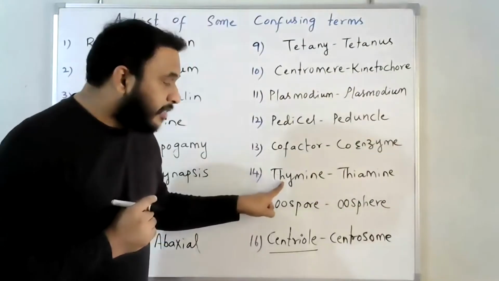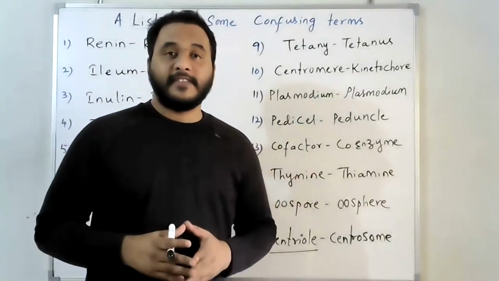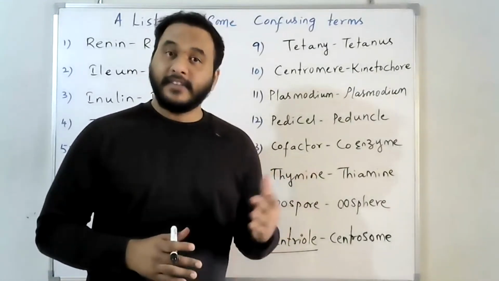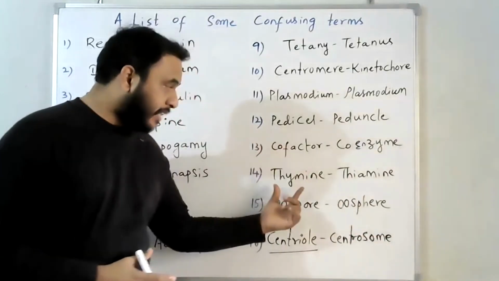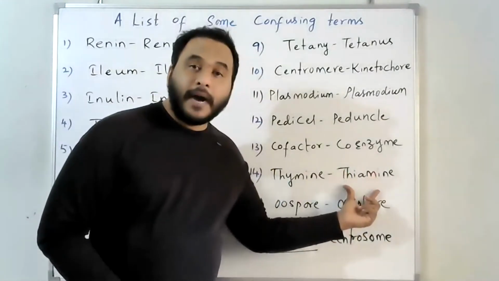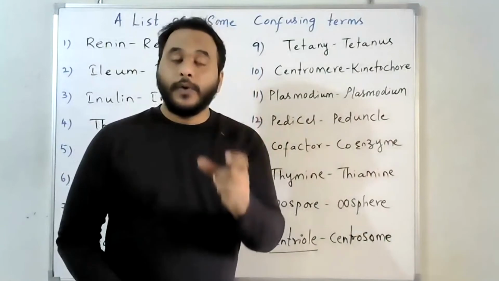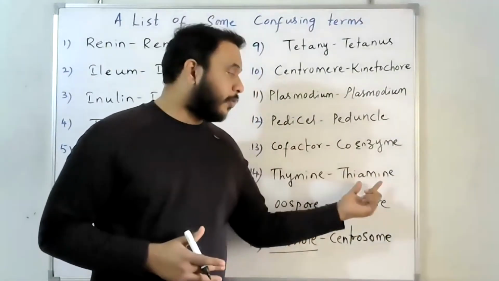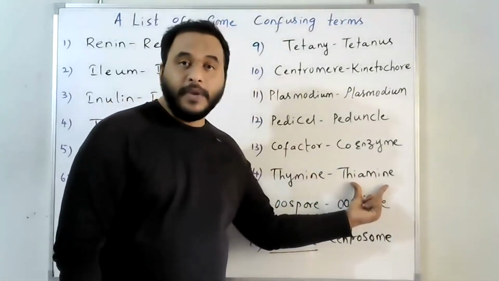Next, thymine. It is a nitrogenous base in the DNA. There are nitrogenous bases: adenine, thymine, cytosine, guanine. We know that. So it is thymine, a nitrogenous base in the DNA. Whereas thiamine is a vitamin. It is vitamin B1. B1 is also known as thiamine. Nitrogenous base and vitamin B1.